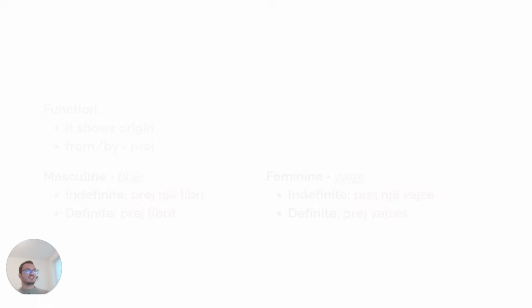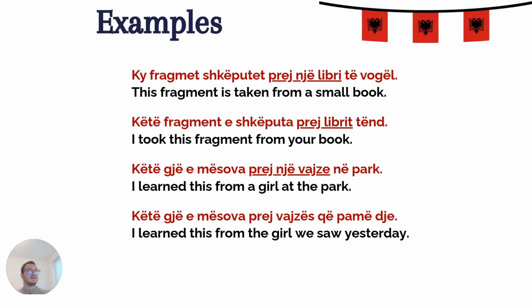As the examples show, ky fragment shkëputet prej një libri të vogël. This fragment is taken from a small book. Këtë fragment e shkëputa prej librit tënd. I took this fragment from your book. Prej librit tënd.